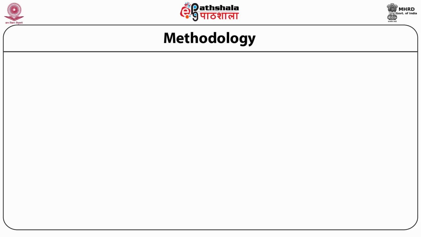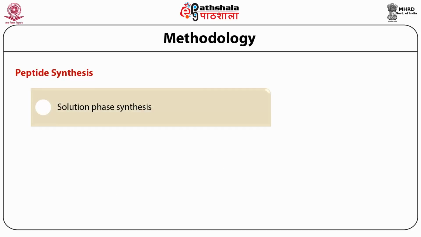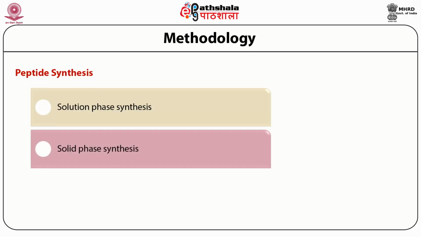There are two methodologies of peptide synthesis: solution phase peptide synthesis and solid phase peptide synthesis. In solution phase peptide synthesis, the synthesis takes place in solution throughout the reaction, and after every coupling, the peptide is isolated and purified. In solid phase synthesis, a solid support, that is resin, is required, which is attached to the carboxylic group of the amino acid, and after the synthesis, this resin is cleaved to get the free peptide at the carboxylic group.